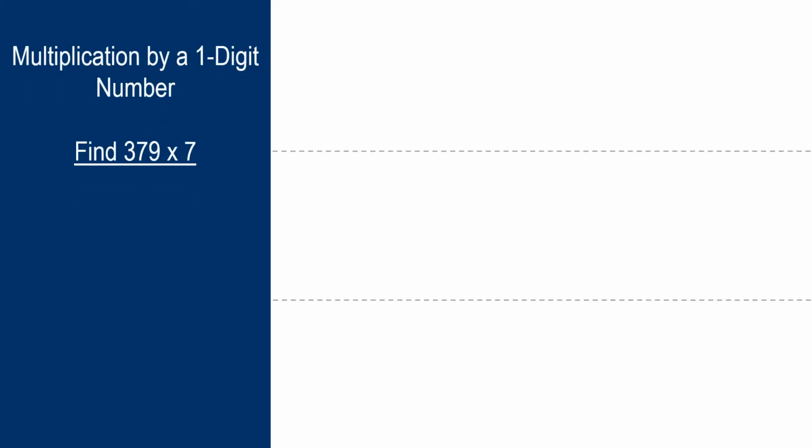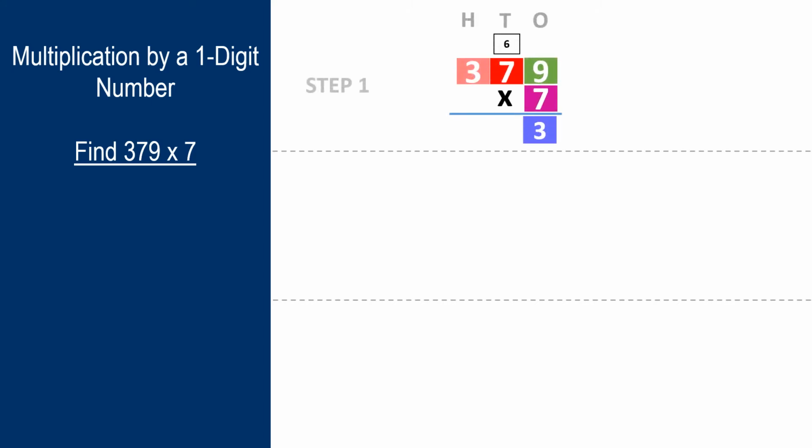Let's do multiplication by a one-digit number. Children, we are having an example of a number 379 multiplied by 7. I will tell you how to solve it. We will solve it stepwise.